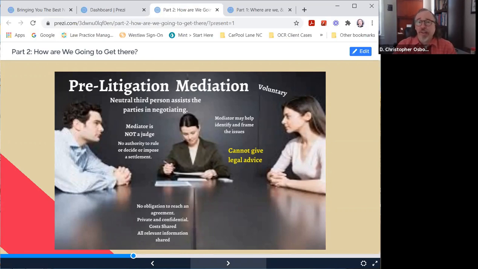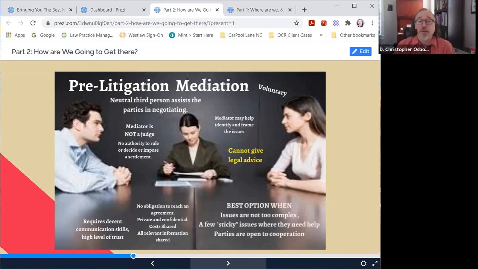I think particularly in a complicated situation, everybody benefits from having some counsel involved. But the good news about a pre-litigation mediation is there's no obligation to reach an agreement, and it's private, it is confidential. You'd probably be sharing the costs, and you'd probably be very forthright about sharing information, and it won't work if you don't share information for the other person to be able to make an informed decision. This requires pretty decent communication skills as well, and requires a high level of trust, particularly if you're not going to have an advocate or an advisor.